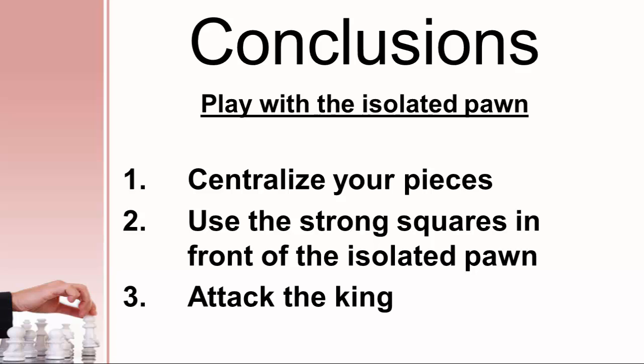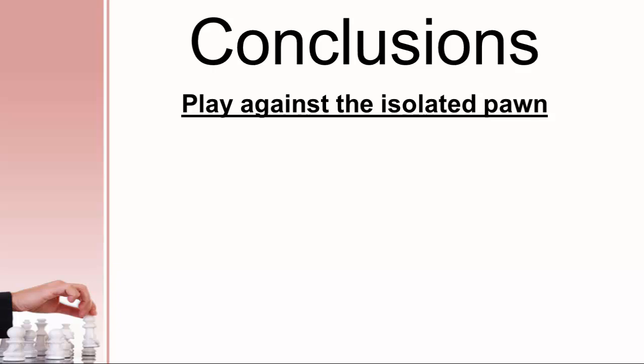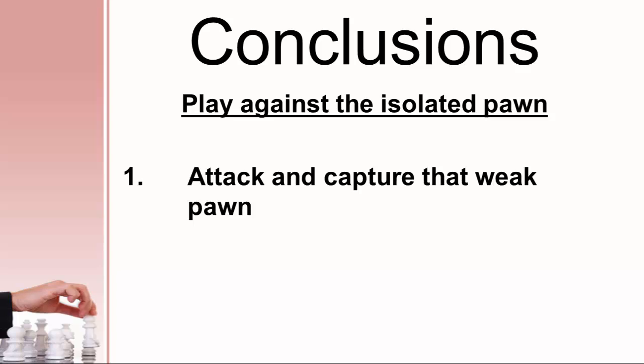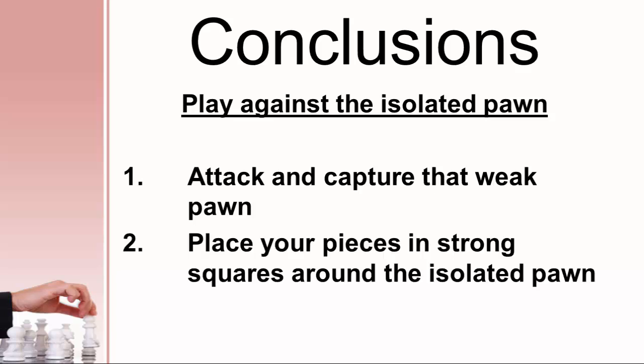When you play against an isolated pawn, there are a few things you need to do. First of all, you need to attack that weak pawn and try to capture it. Secondly, you need to place your pieces on strong squares around that isolated pawn. These will be strong squares for you and weaknesses for your opponent. Finally, you need to trade off the pieces because it helps you to attack the pawns and reduce the power of your opponent's counterattack.